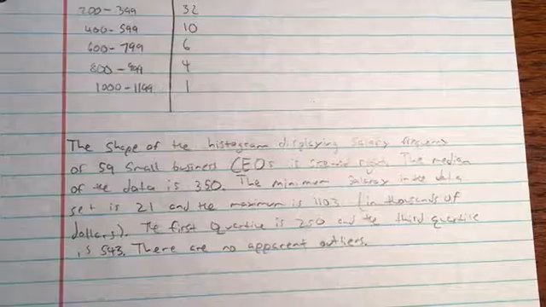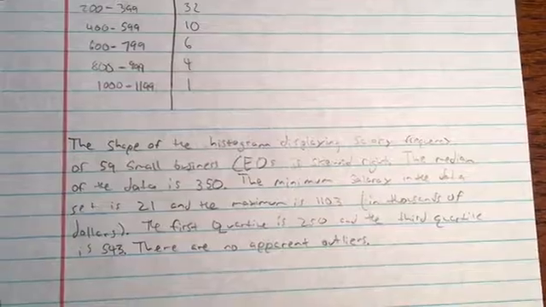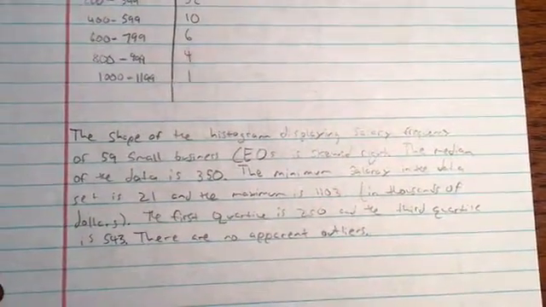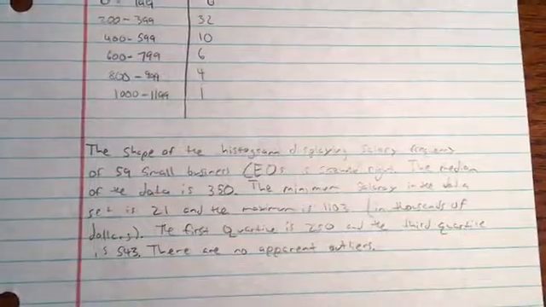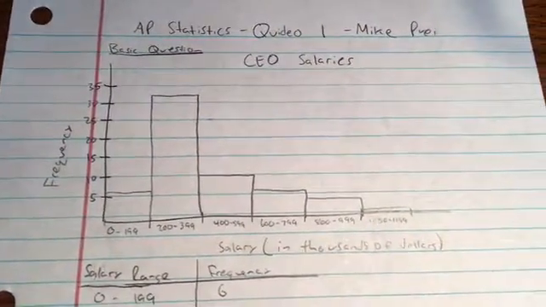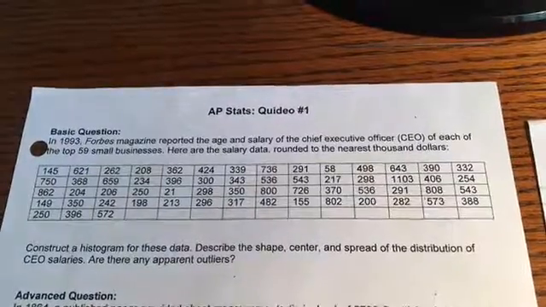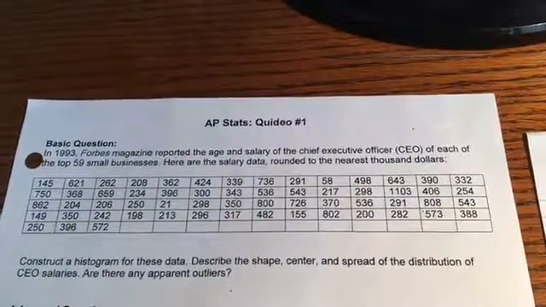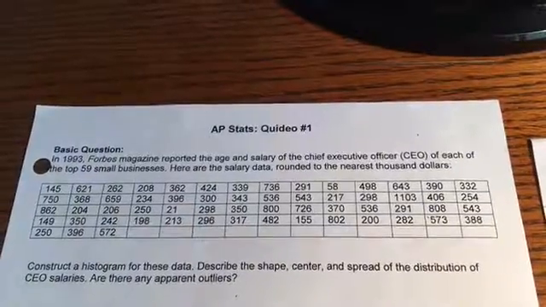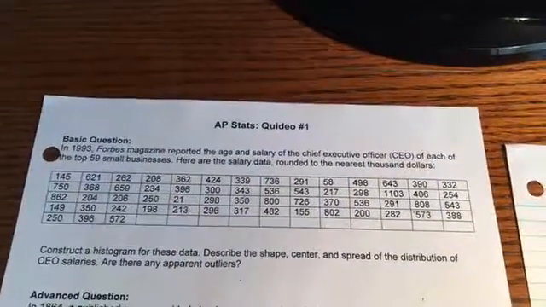Right off the bat, I've included the shape, the center, and the spread, which I elaborate on further, giving the 2 quartiles. Then I say there are no apparent outliers, because as you can see, the data takes on a fairly regular skewed right shape. There don't appear to be any large outliers. So that pretty much answered the question. We created the histogram, we broke up the data into intervals, we labeled our axes, and then we described the SOCs of the data. That pretty much sums up the first question for Video 1.